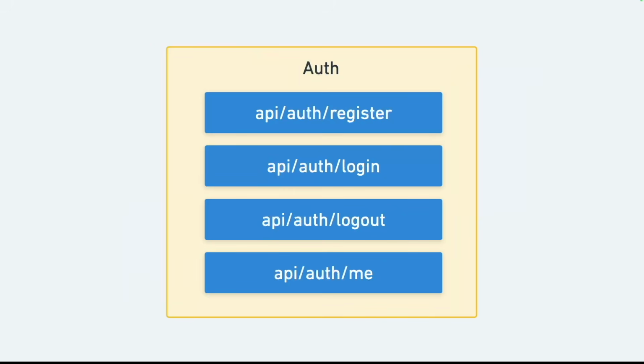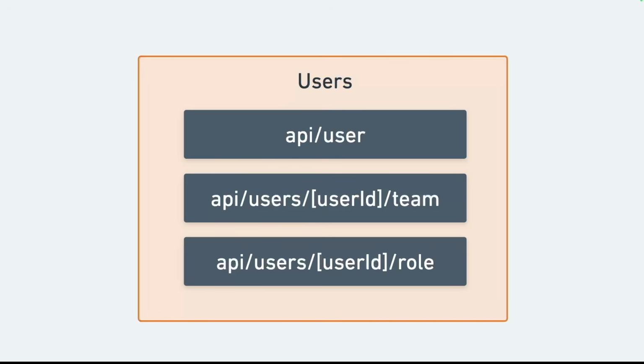Now next, what API routes we are going to have is for the authentication we are going to have the same /register, login, logout, and me. For the users we are going to have the users where, if you have a particular user, you can assign that user to a team, or for a particular user you can assign a new role.